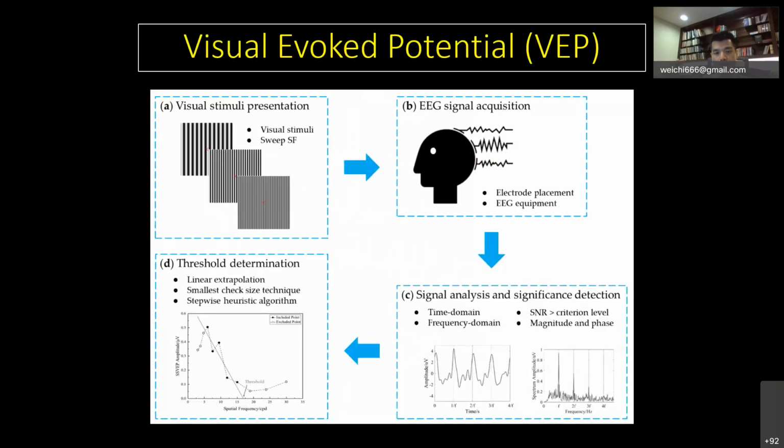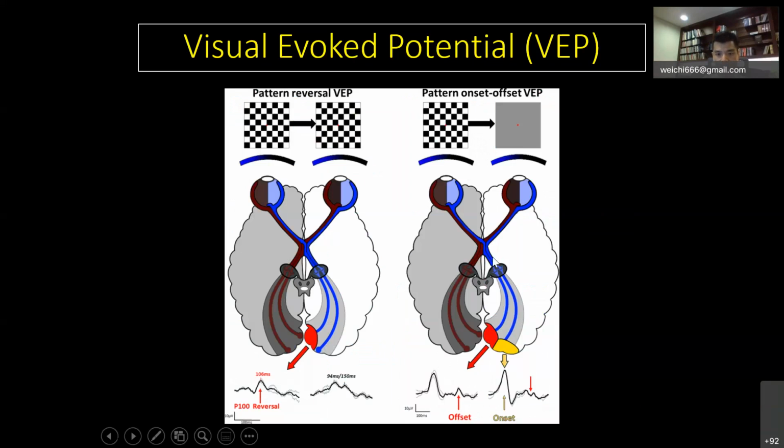But with VEP, we try to test the whole visual pathway, from the eye, the optic nerve, the optic tract, to the visual cortex. So if any one of these areas has an abnormality, you would get an abnormal VEP. If any lesion is present in the visual pathway, you will see abnormal responses, abnormal waveforms, from this test.